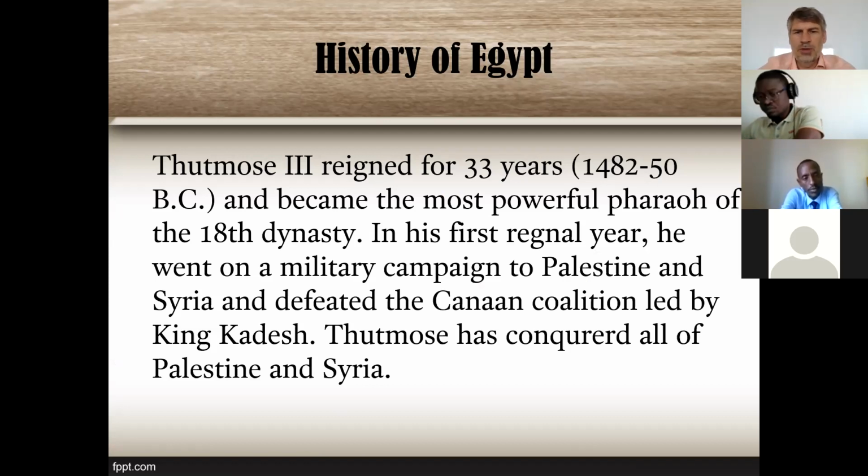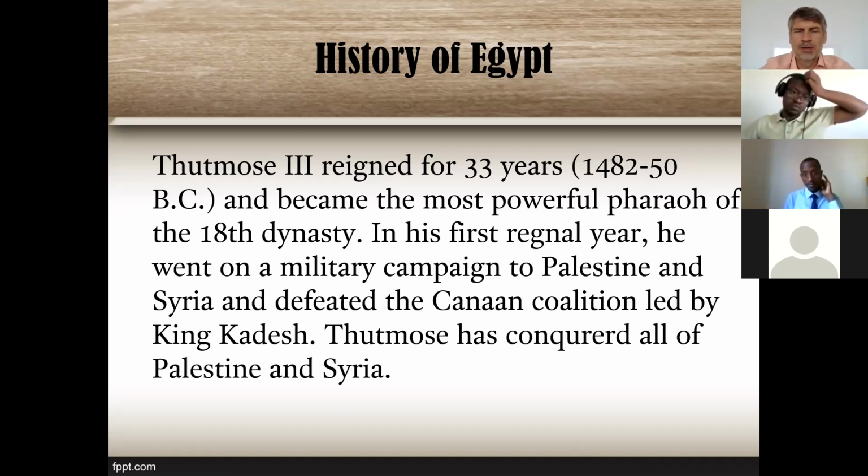He reigned from 1482 up to 50 before Christ. But I want also to mention one important detail when we speak about the chronology of Egypt. For example, if you go to the internet and try to check the dates of his reign, you will see that different websites will give you different dates.